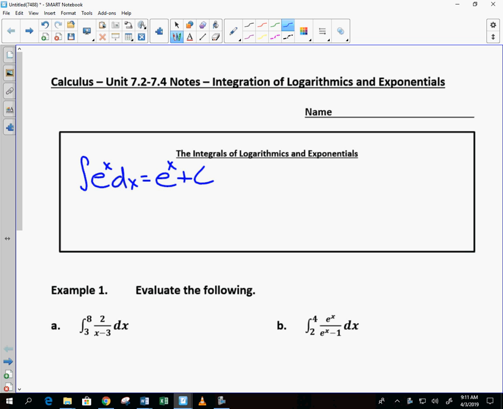Does anybody here know the antiderivative? I'm sorry, anybody here know the derivative of b to the x? So suppose it's not e, suppose it's like 3 to the x. Yep, b to the x times natural log of b. So therefore the integral of b to the x dx is equal to b to the x divided by the natural log of b plus a constant.